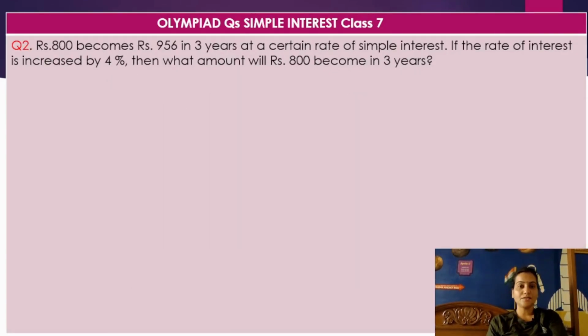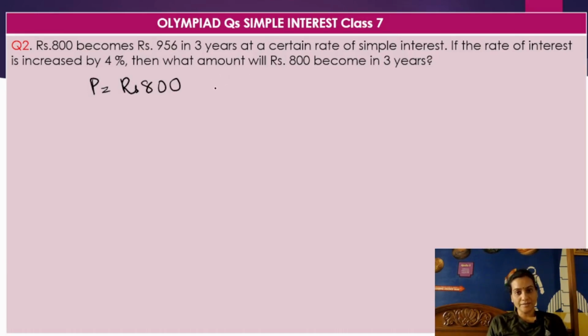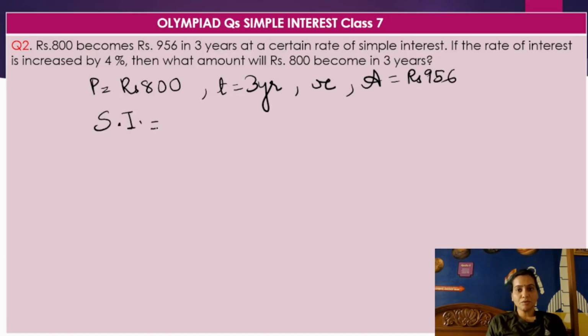Now the question here says that rupees 800 becomes rupees 956 in 3 years at a certain rate of simple interest. If the rate of interest is increased by 4%, then what amount will rupees 800 become in 3 years? So rupees 800, that is the principal amount, right? When we invest for 3 years, the time period is also given, 3 years. The rate of interest is not told, let that be R, and the amount after 3 years that we get is rupees 956. So from this we can easily find the simple interest. Simple interest will be equal to 956 minus 800, so it is rupees 156, right?